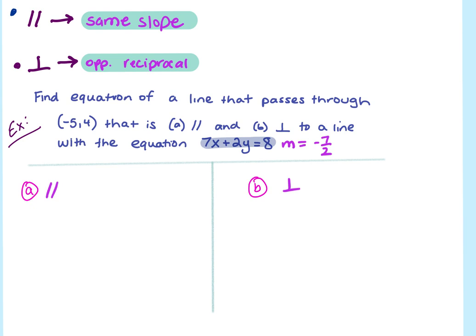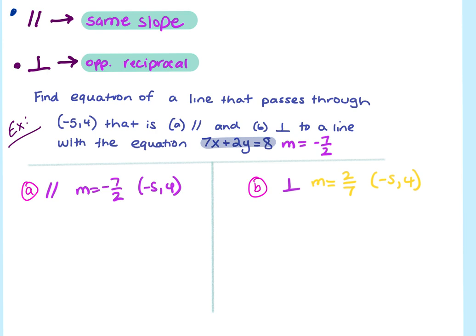So the slope of a line that's parallel to it is going to be the same. And then I'm going to use the point (-5, 4). And then the slope of a line perpendicular to it is the opposite reciprocal. So I flip it and change its sign. And I still use the coordinate point (-5, 4). With me so far? Yeah?